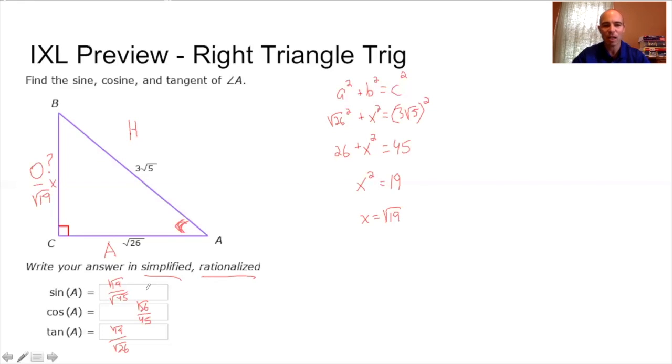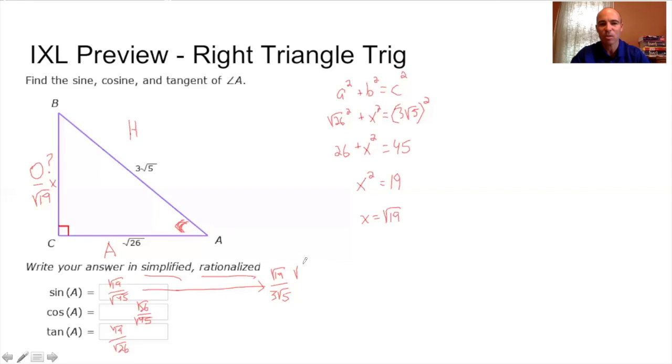I shouldn't have called it the square root of 45; I should have called it 3 times the square root of 5. So over here we've got the square root of 19 over 3 times the square root of 5. How do I rationalize this? General rule: mathematicians hate weird stuff in the denominator, like 0 and radicals. So we've got to figure out how to get rid of this square root of 5.